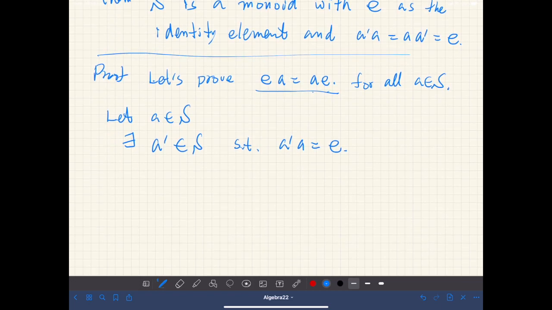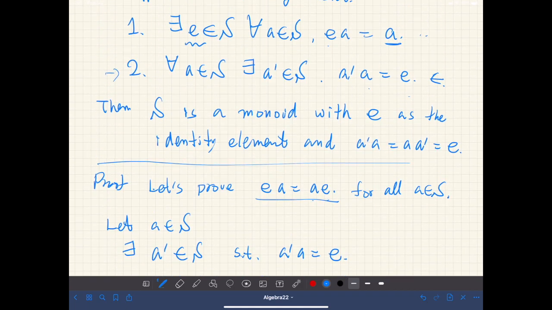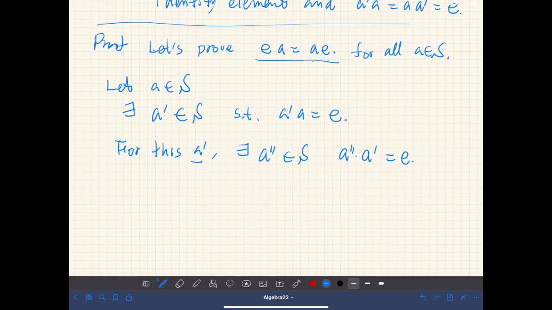Okay, and then for this A prime, there exists some element, let's call it A double prime, such that A double prime times A prime is equal to E. Again by assumption, condition two, right? It says for any element. So A prime is an element of S, so there should be another element, we call it A double prime, such that this holds.